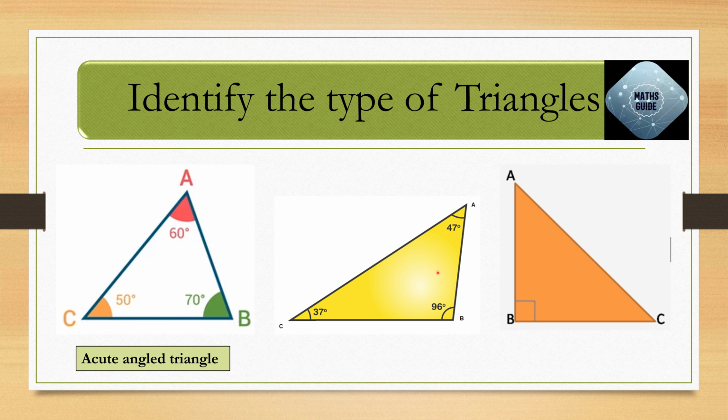Next one is a triangle having 2 acute angles and 1 obtuse angle. An obtuse angle is an angle which has a measurement greater than 90 degrees. If one of the angles is obtuse, this type of triangle is called obtuse angle triangle. Now look at this triangle. One angle is 90 degrees or a right angle. It means if a triangle has one angle of measurement exactly 90 degrees, that is called a right angle triangle.